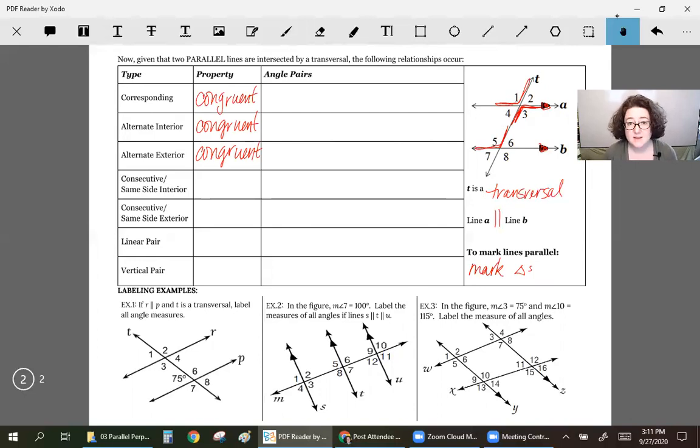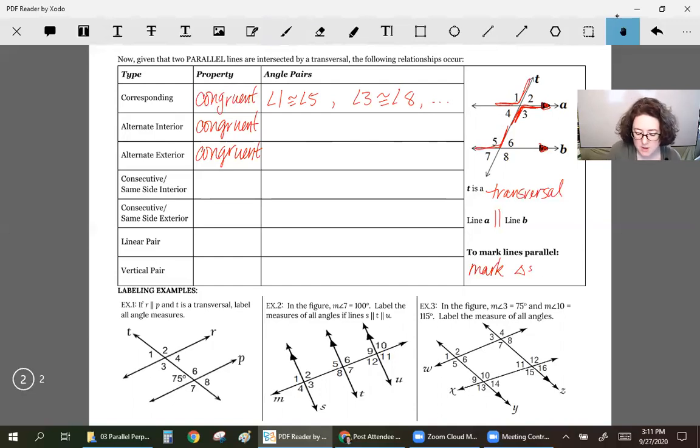Consecutive, actually, let's list these angle pairs out first. A couple of corresponding angle pairs: angle 1 is congruent to angle 5, and angle 3 is congruent to angle 8. But again, those are only 2 of the possible pairs. There are more pairs that we could use.